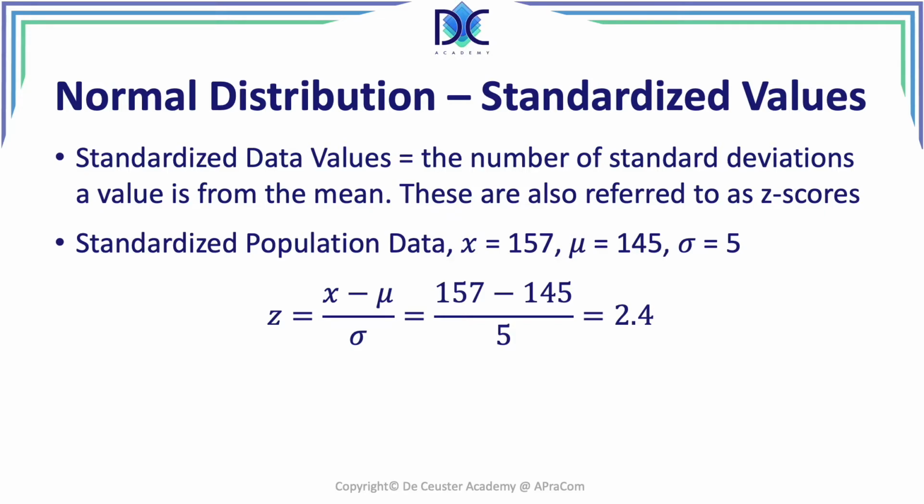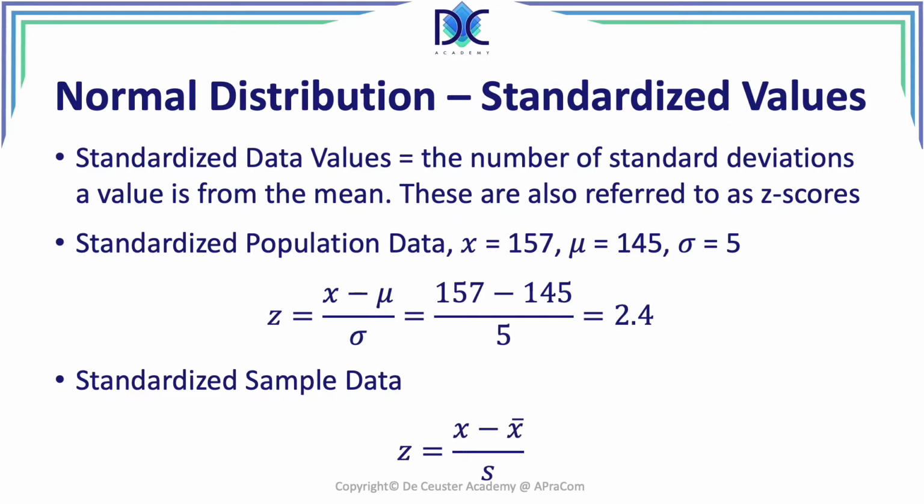Instead of calculating all those tables with x, mu and sigma, we just create a table displaying the z value. We can do that also with standardized sample data. Instead of using mu and sigma, we use x bar and s, and basically the calculations are the same. So now we can say the point x is so many standard deviations to the left or to the right. The z value is positive when x is to the right of the average, and negative when x is to the left of the average.